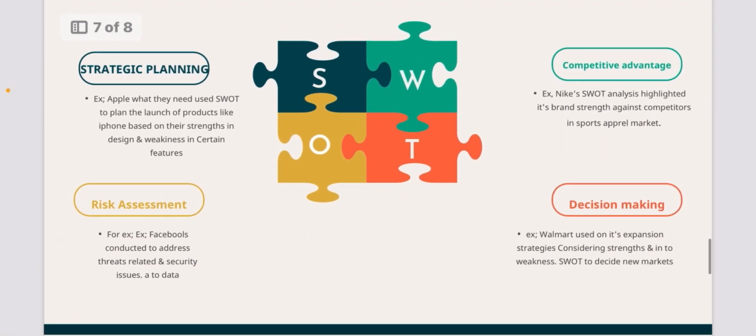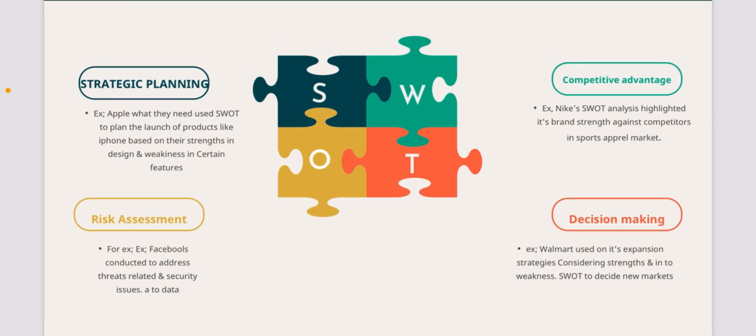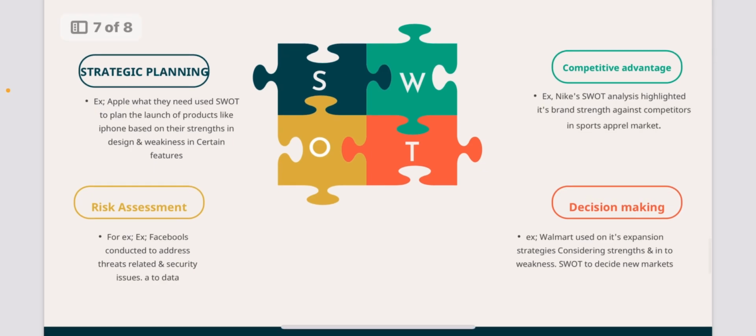Now here is the importance. Why is SWOT analysis important? So strategic planning is first, it means it helps the companies to identify what they are good at, that is their strengths, and what they need to improve, that is weakness. I've given an example. Apple used SWOT to plan the launch of products like iPhone, okay, based on their strengths, that is in design, and weakness may be certain features.